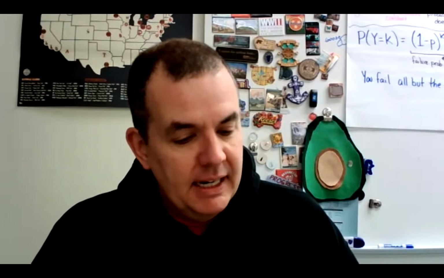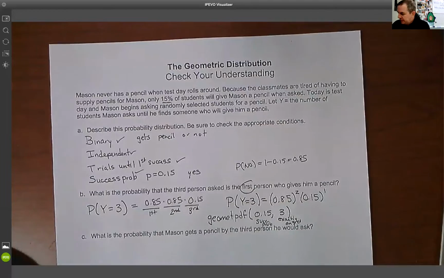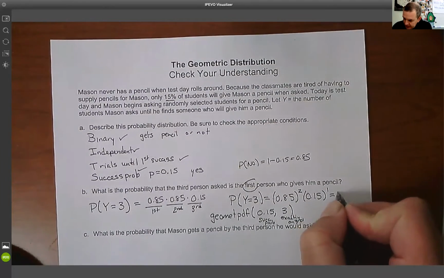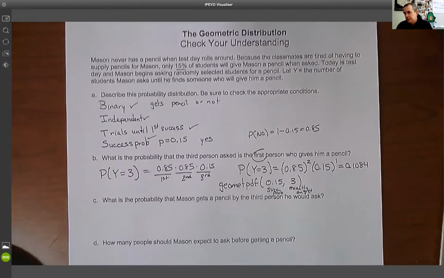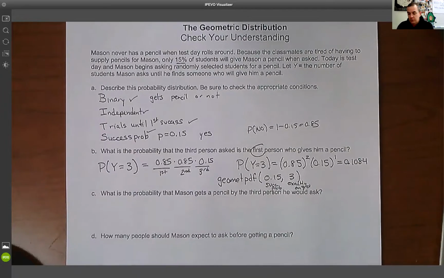Okay, so let's go back and just make sure we got all that down. Sorry, I had to walk away for a minute. So what we know is that this probability here is going to be 0.1084. So there's a little bit greater than a 10% chance. So in this case, I would not be surprised if he found that first success on his third trial.